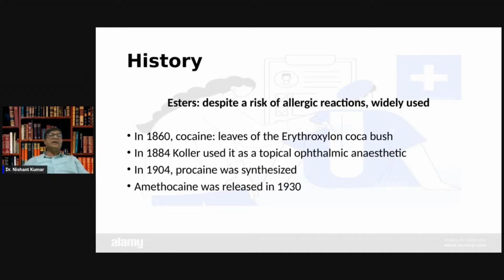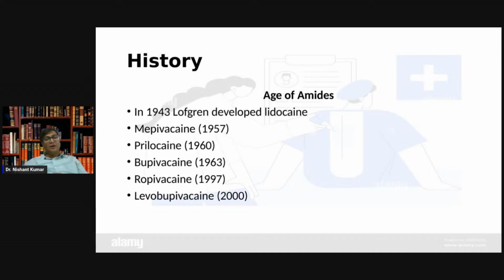So they say that if you have to look at the future, you should know your history first. Only then you can improve. So we started with esters, which, despite a risk of allergic reactions, are widely used. Cocaine, the only vasoconstrictor local anesthetic, was derived from the erythroxylum coca bush and was widely used as a topical ophthalmic anesthetic first, and then we moved on to procaine, amethocaine, lignocaine, which changed the LA history. Then came the mepivacaine, prilocaine, bupivacaine, the most widely used drug today, followed by ropivacaine, levobupivacaine, and the newer drugs which I'll be talking about.